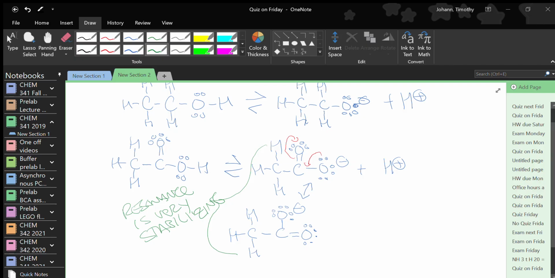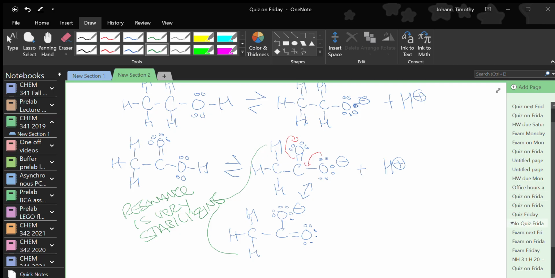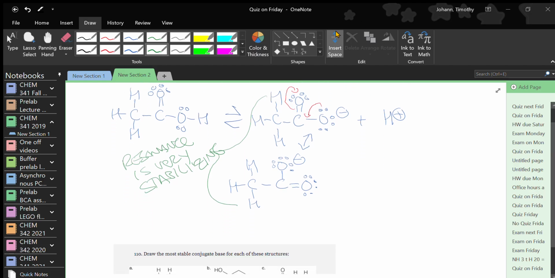But that's very stabilizing, and so our base is much more stable, and so our acid is much more acidic, right? If this is much more stable, you want to go this way compared to the thing up on top. Still weak acid. Does that make sense? All right, so that's our resonance effect. We can also have inductive effects.